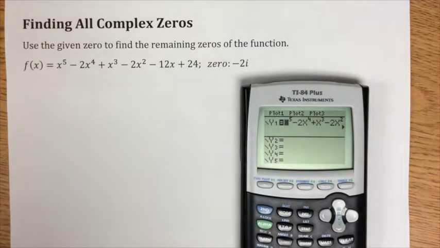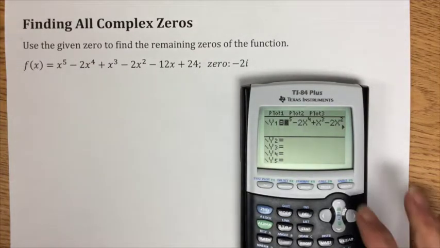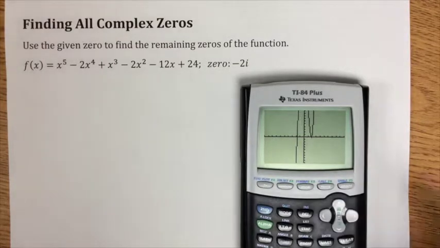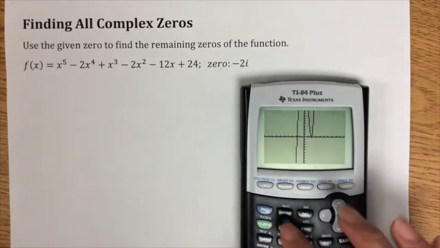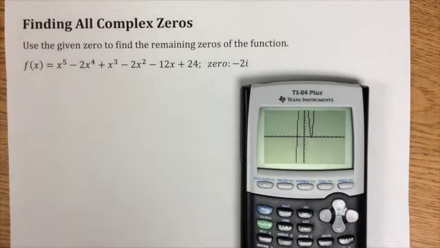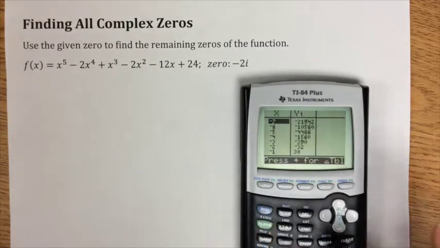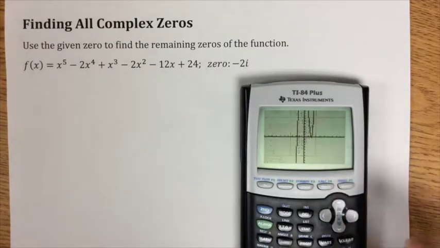Let's see if we can find any easy zeros in our calculator to use. So plug it in, let's graph it. It does look like we have 3 real zeros. Let's see if they're rational or something that we can easily find. So let's go to our table and, well, let's identify.